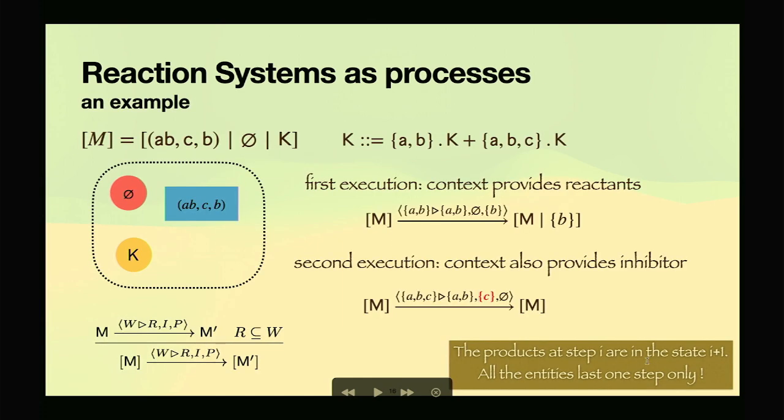Here there is an example. Our system is composed of just one reaction, AB. This is the inhibitors, and this is the product. At the beginning, we have no entities, and then the context. The context can provide AB or ABC. If the context provides AB, and this is recorded here, then we can apply this rule, and then in the next state, we have the entity B. If the context provides ABC, this rule cannot be executed, and the transition to the next state produces no entities.